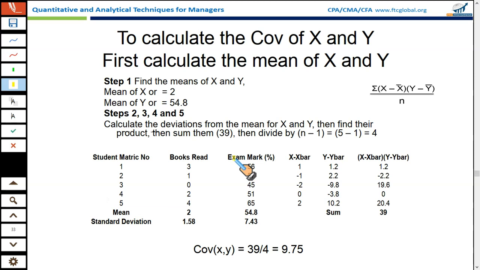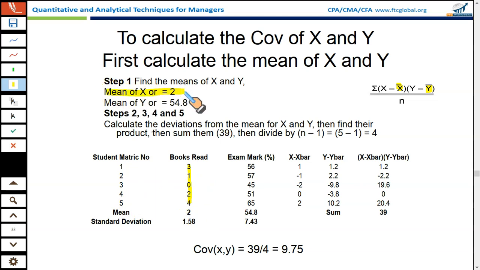So this is what we're going to do to calculate the covariance of x and y, to see how x and y vary together. First we calculate the mean of x and y, that is basically the x bar and y bar. So what we do, we take the number of books that have been read by these 5 students. So total number of books is 10 upon 5. There are 5 students. So the mean is 2.